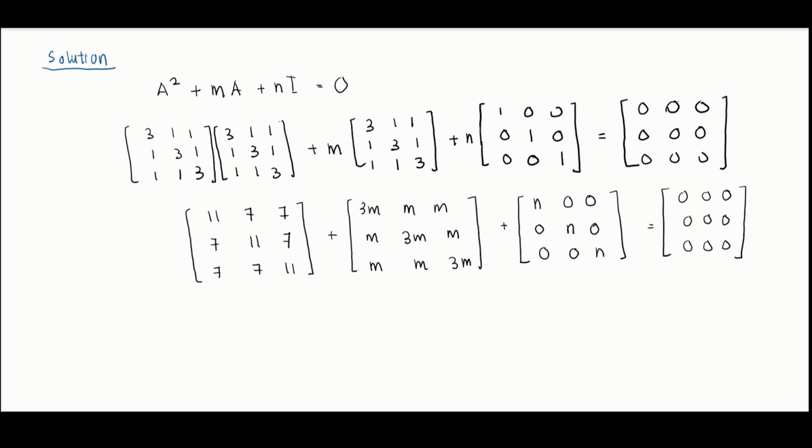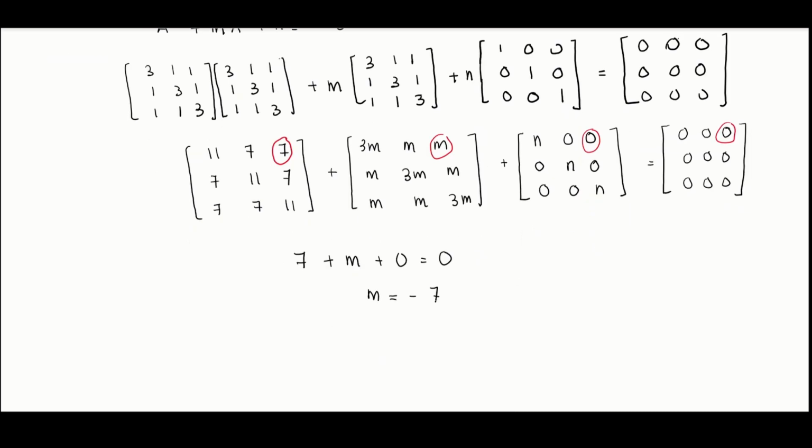To do that, we can compare the corresponding elements. For example, to find m, we can compare this element here. We have 7 plus m plus 0 equals 0. If we simplify this, we get m equals negative 7. So here we have it, m equals negative 7.